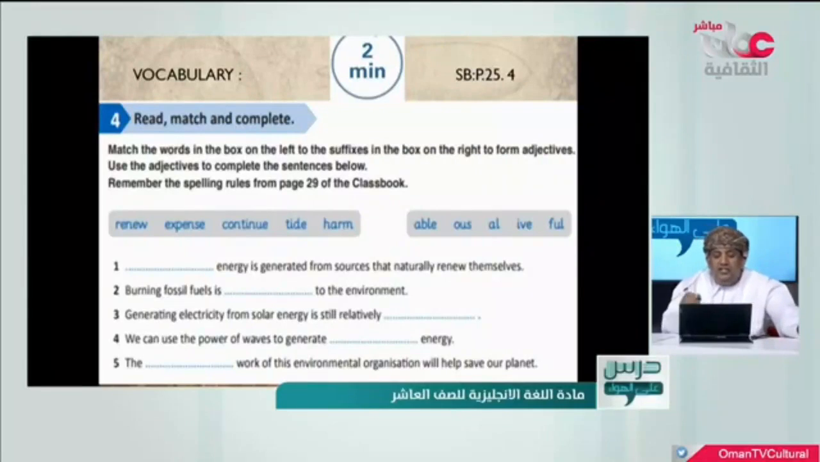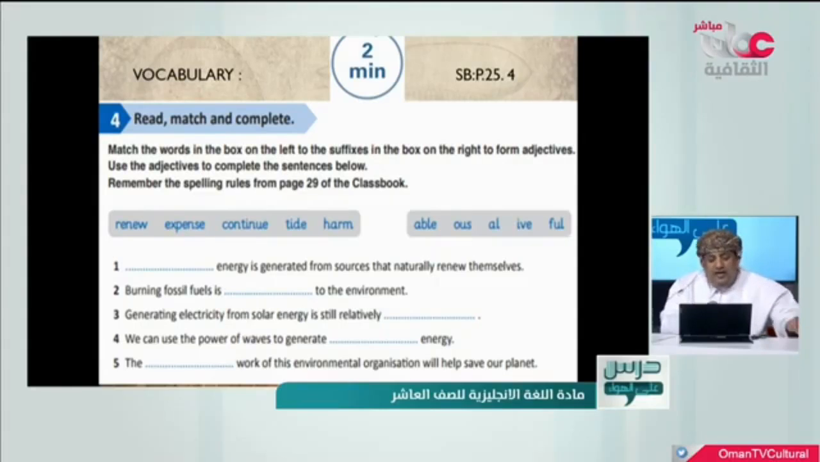Okay, now let's look for task number 4 on page 25. Read, match and complete. How to complete this task? I want you to match the words in the box on the left to the suffix in the box on the right to form adjectives. Use the adjectives to complete the sentences below. Remember the spelling rule from page 29 in your class book.